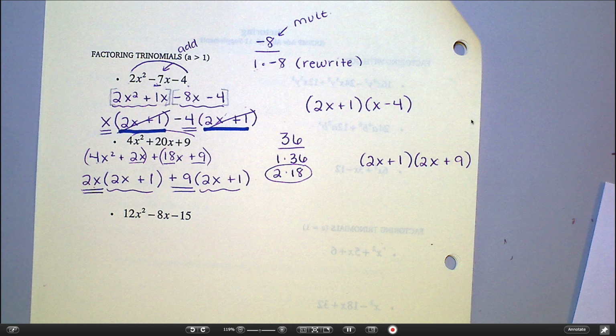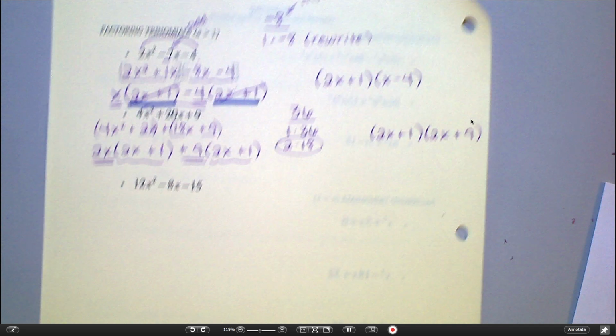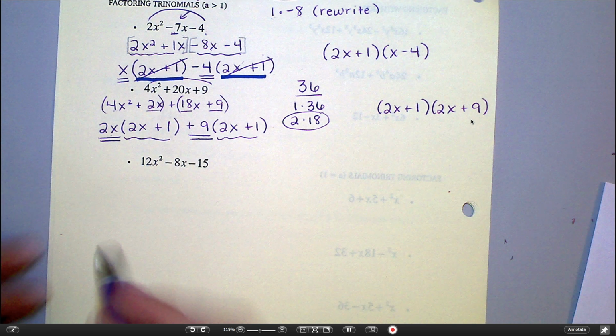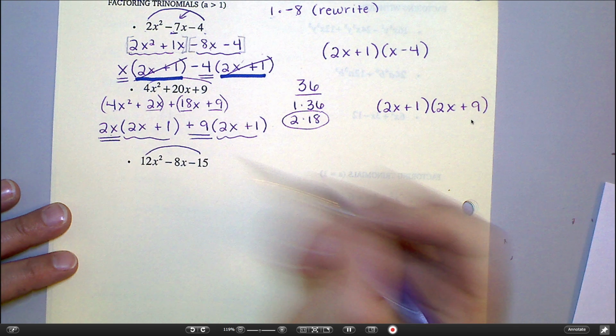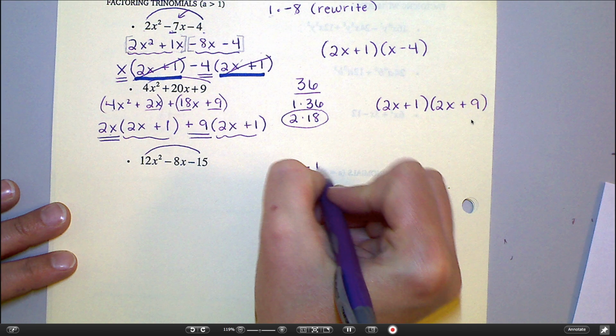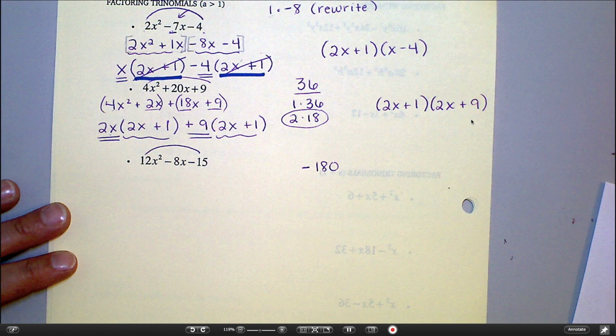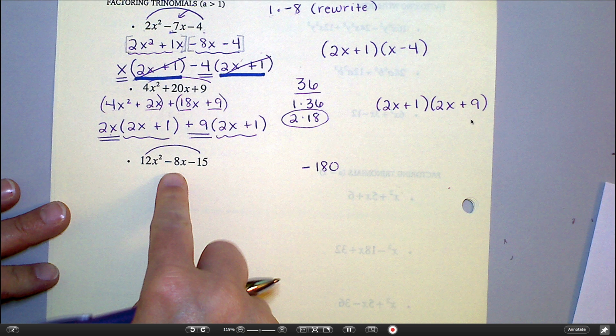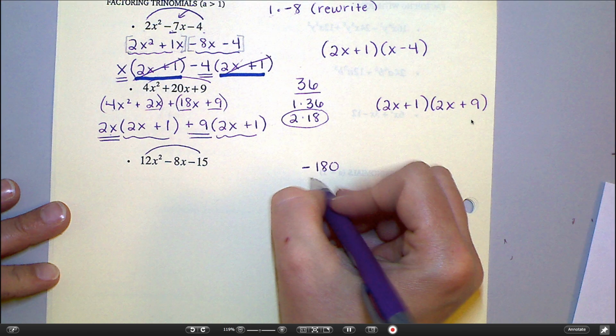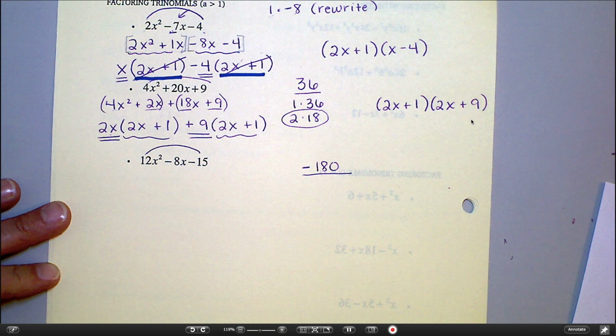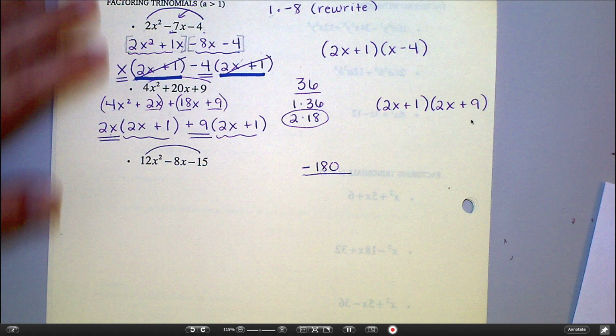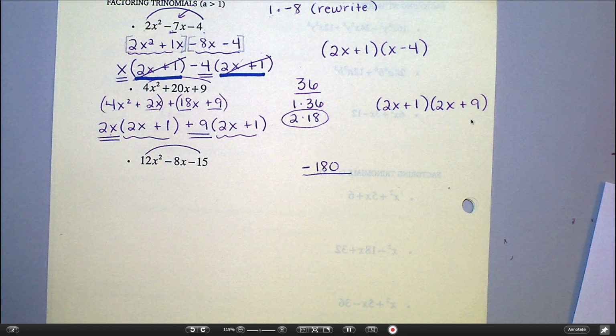Okay, let's try that last one. Start with 12 times negative 15. That gives me negative 180. Lots of possibilities here. And I'm looking for some combination that multiplies to negative 180 that would also add to negative 8. Okay? And right now, especially when your brain is swimming from all of these numbers that we did up here, you might not come up with that off the top of your head.